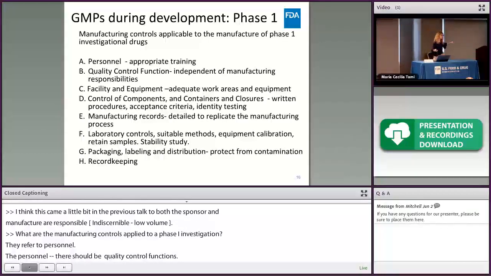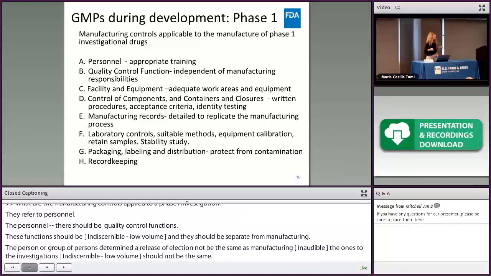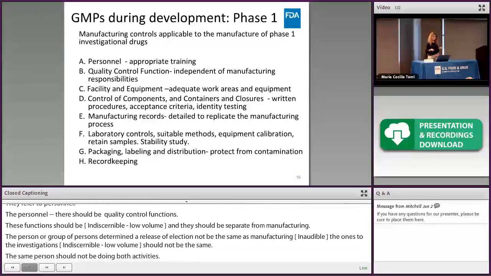So the ones that trigger investigations or implement CAPAs should not be the same. The same person should not be doing both activities, ideally. For facilities and equipment, the facilities should be adequate to manufacture a product that is going to go into humans. And so there should be adequate working areas, adequate equipment. The equipment has to be calibrated to provide relevant results. Cleaning is important.